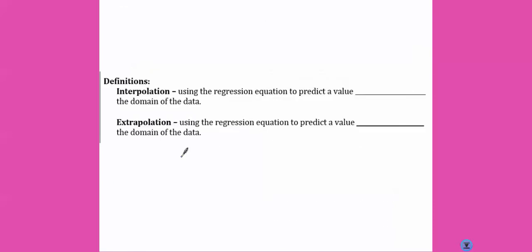A few definitions that we want to know for this section is interpolation, which is using the regression equation to predict a value inside the domain of the data. And extrapolation is using the regression equation to predict a value outside the domain of the data.